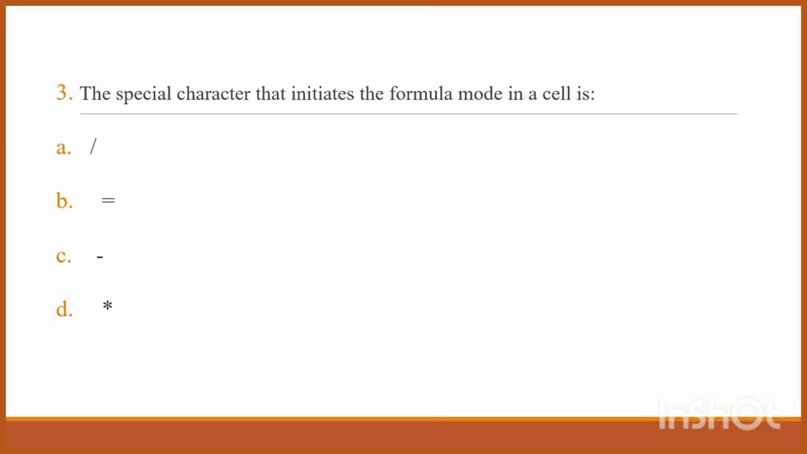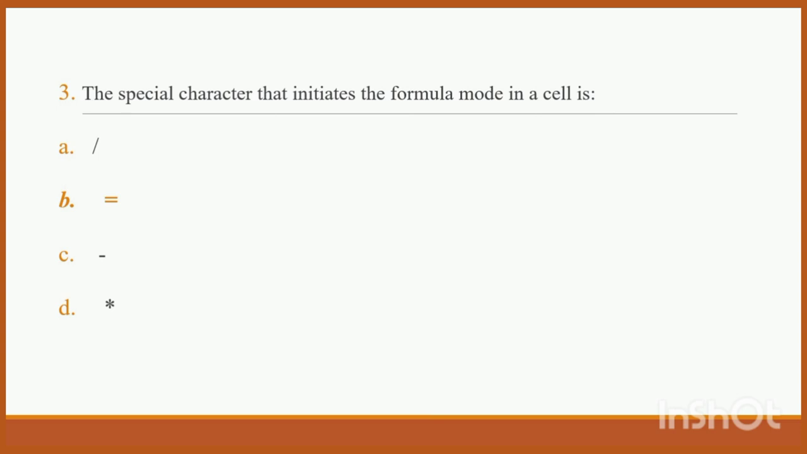Question 3. The special character that initiates the formula mode in a cell is: option A, slash; option B, equal sign; option C, dash; option D, asterisk. Equal sign is the special character that initiates the formula mode in a cell. Right answer B, equal sign.